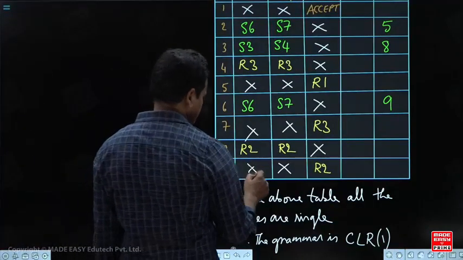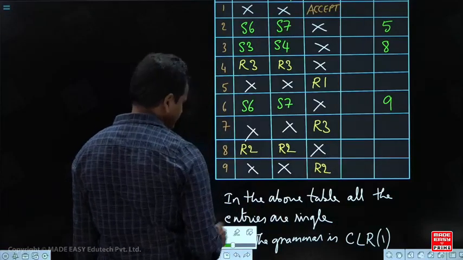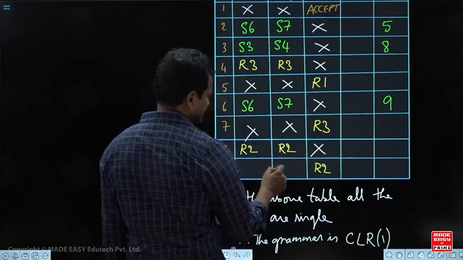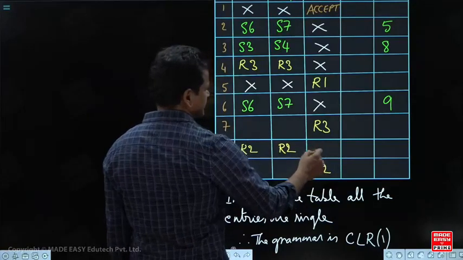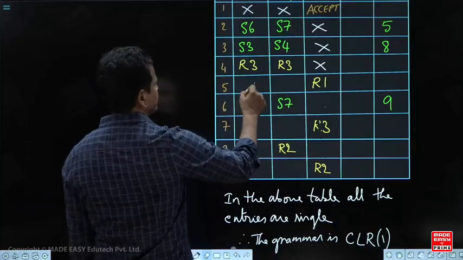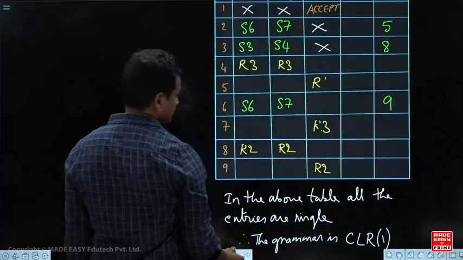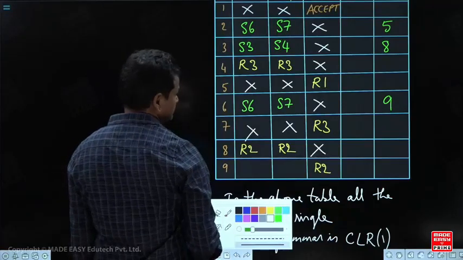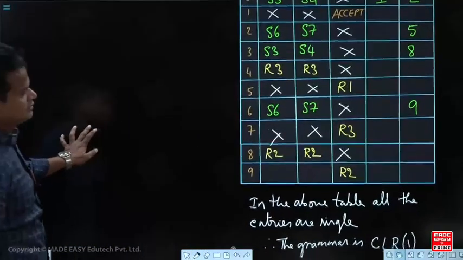Now, without constructing the table, how to decide a grammar is SLR of 1, a grammar is CLR of 1 or not, we will see now. Okay. Any doubts regarding this? Done? All of you got the same?